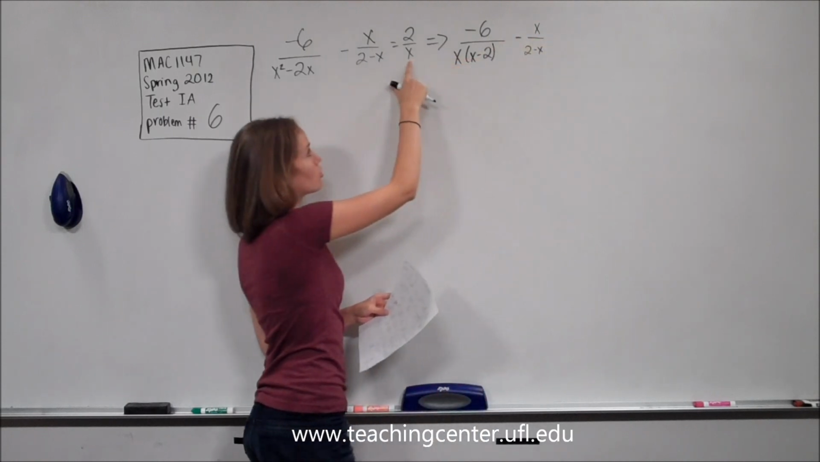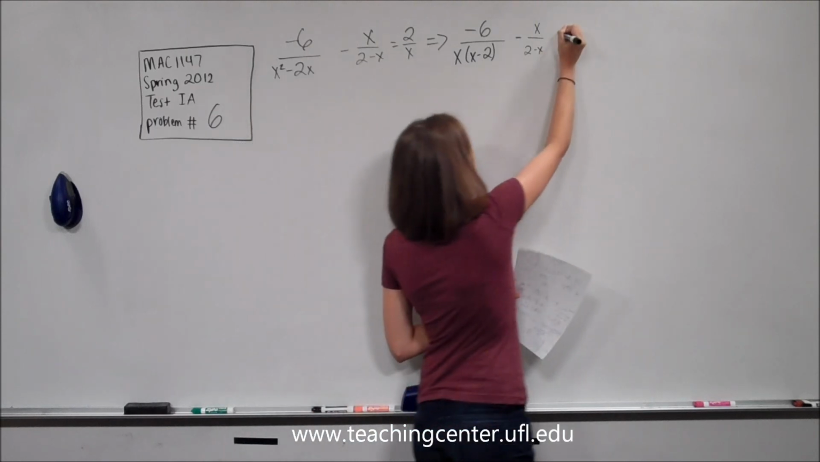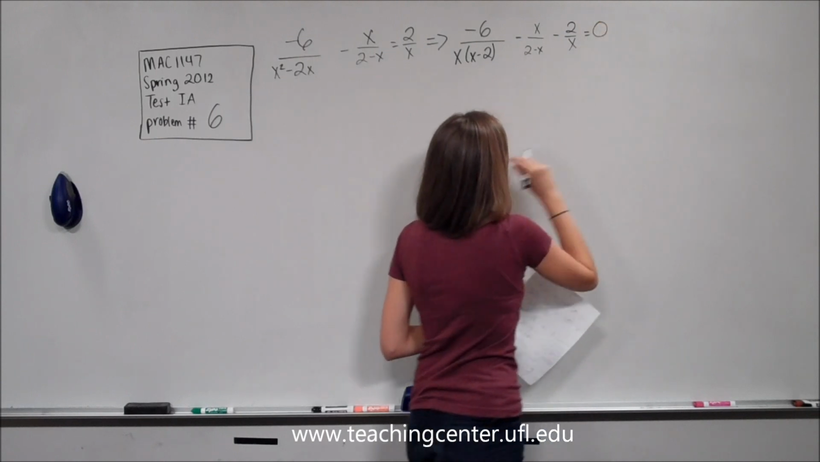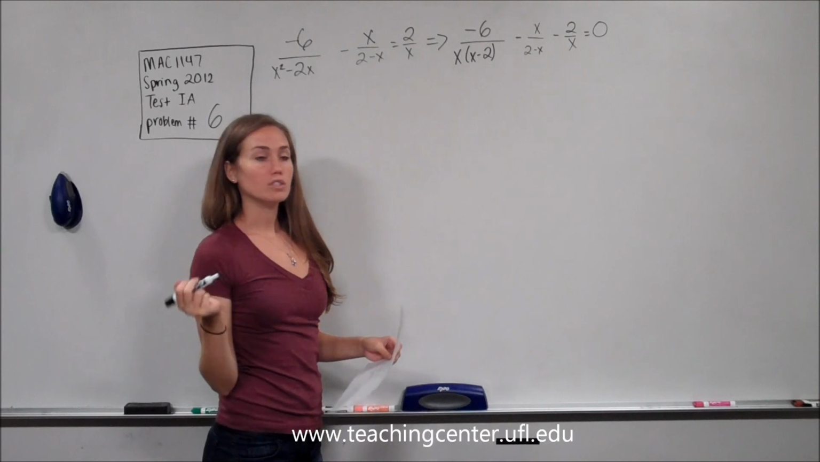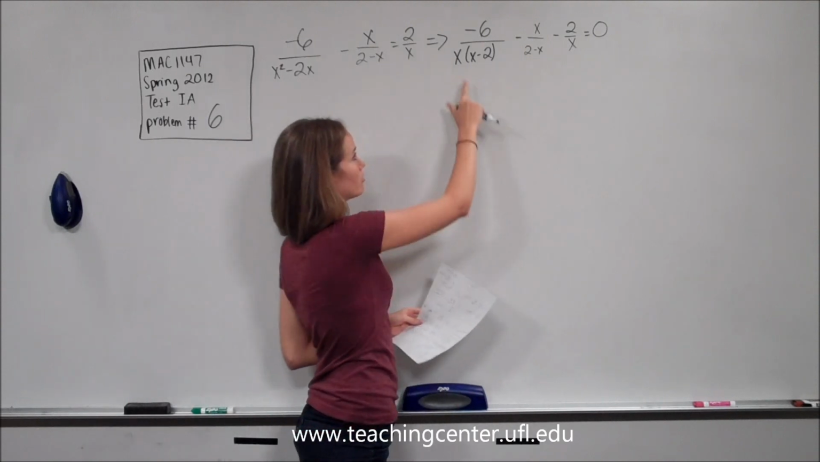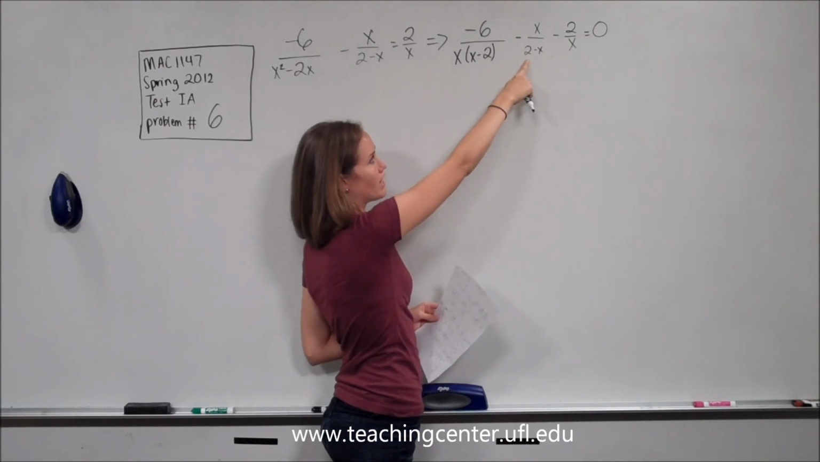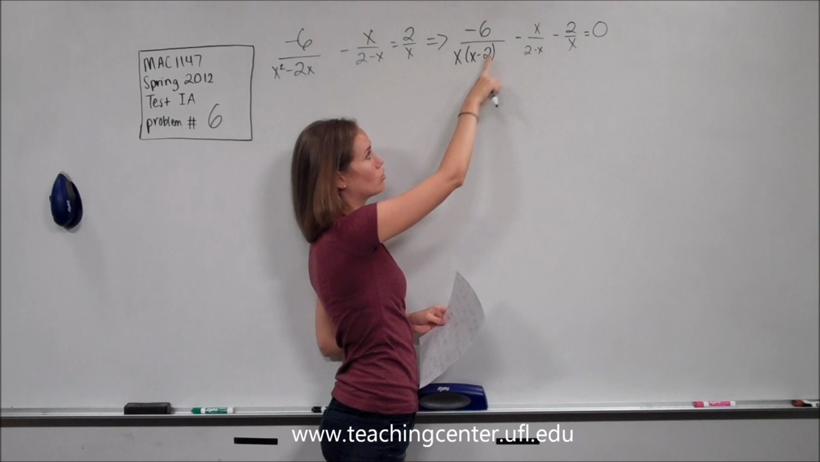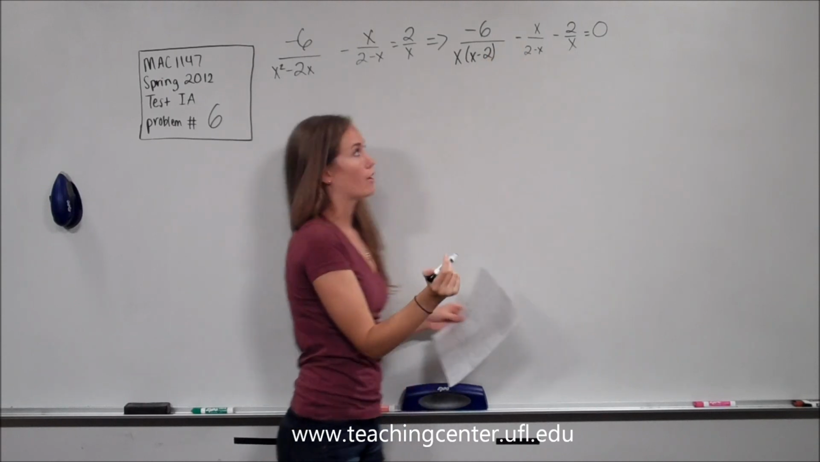And then we're going to bring this 2 over x over onto our left side. We're just going to subtract it over. So then it's minus 2 over x, and it's all equal to 0. And what would make everything the most simple would be if our common denominator was just x times x minus 2. Because we already have an x here, we have a 2 minus x. And we can easily change this 2 minus x into an x minus 2 if we just distribute this negative sign onto it. So that's what we're going to do now.